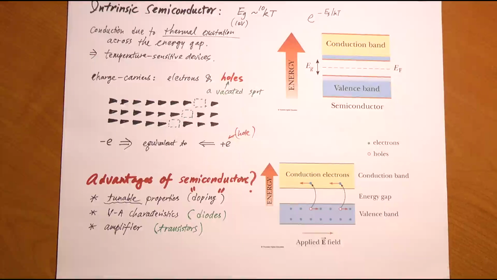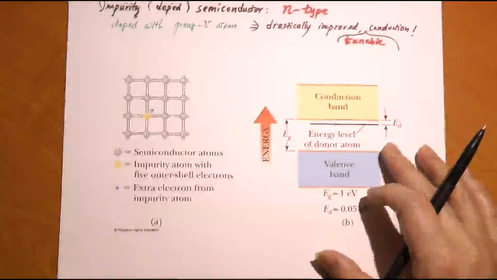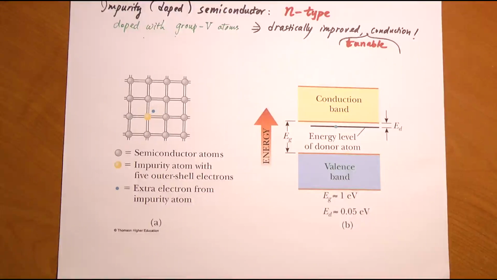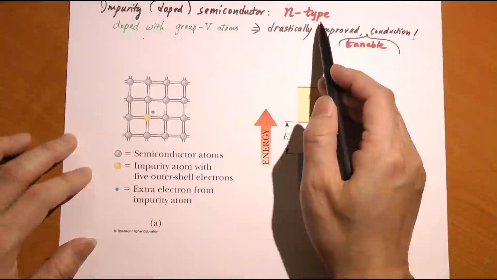Let's see, how do we tune the electrical conduction properties of semiconductors? Again, we have to dope them. We add impurities to them. It's called doped, instead of intrinsic, semiconductors. There are two types of doping schemes when it comes to producing impurity, or doped, semiconductors. The first is called N-type.